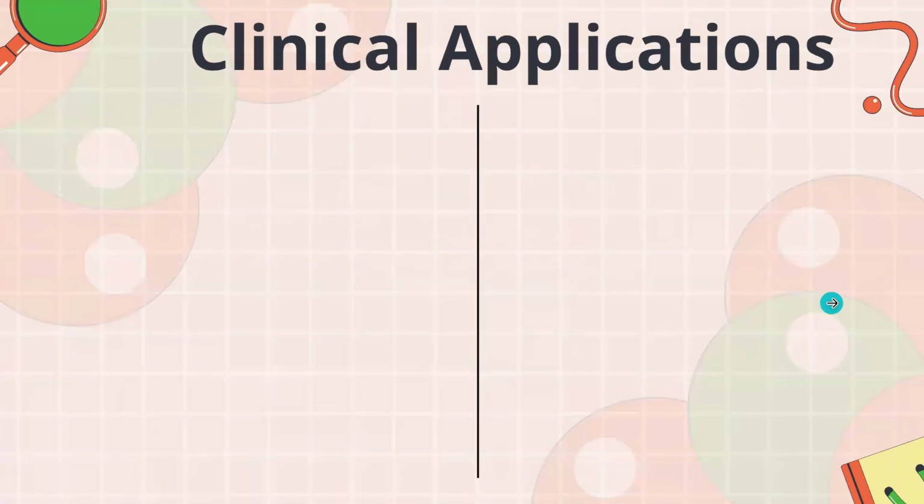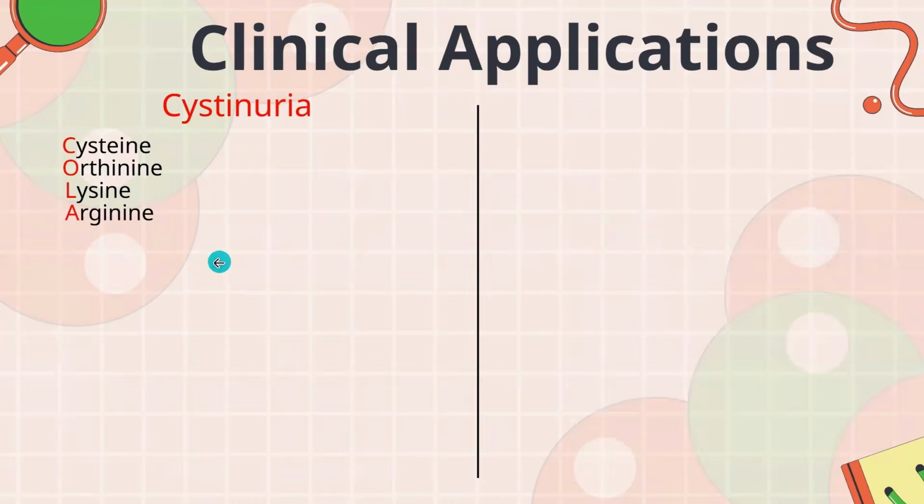So let's talk about the final thing here, which is our clinical applications for this lecture. They're very easy, by the way. I hope I made them concise. The first clinical scenario we want to talk about is cystinuria. Cystinuria occurs when we notice excess amino acids, and these are cysteine, ornithine, lysine, and arginine. I put it in the mnemonic COLA, so I hope you remember it.